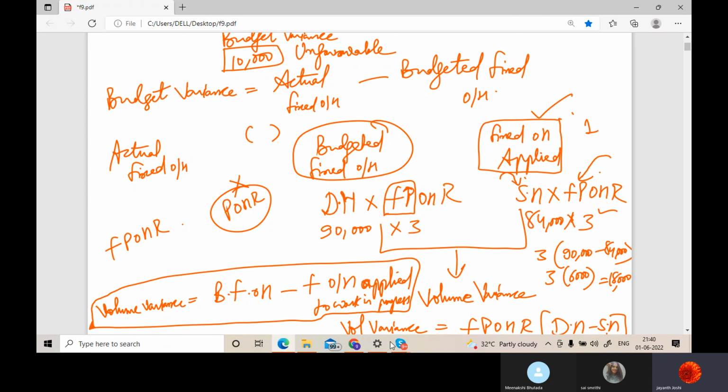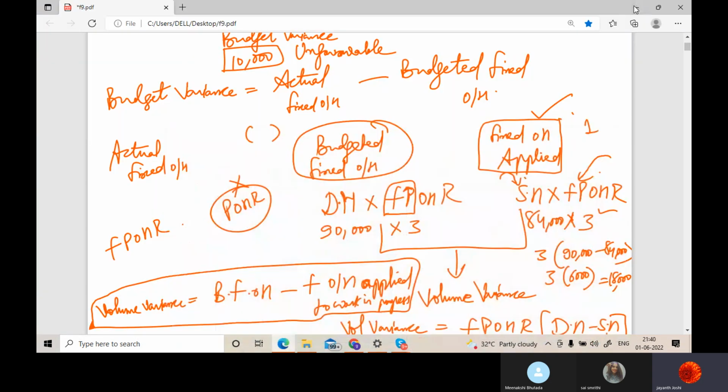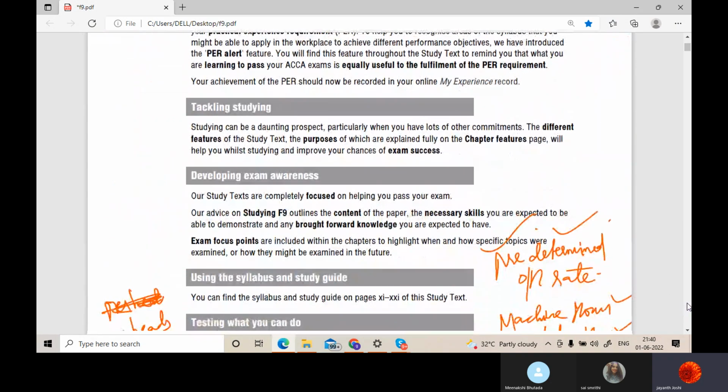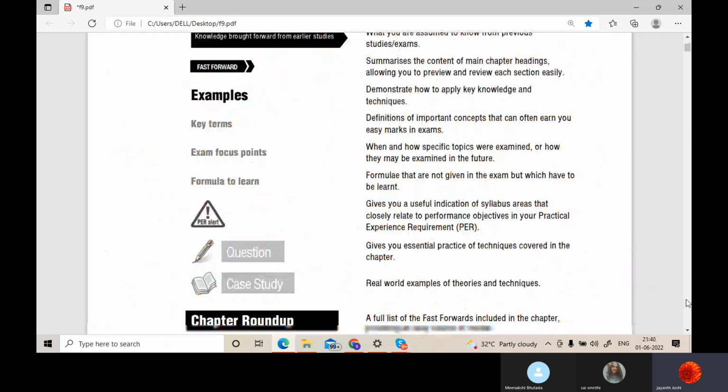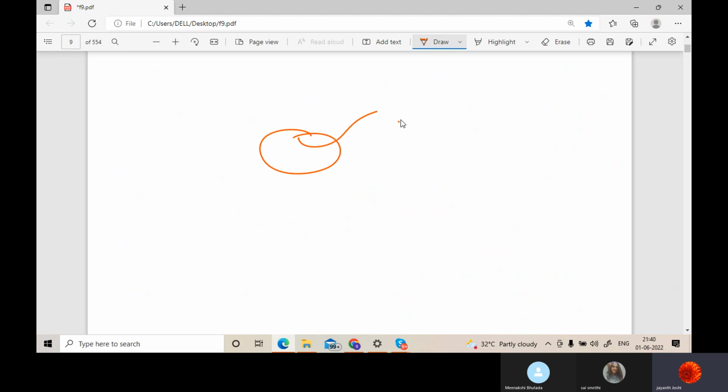Finish. This is all about the overhead variances. Fixed variable we have already finished. Fixed we have done today. We are done with this chapter. Now the only thing which is left over is like you have to solve questions from your Hawk textbook.